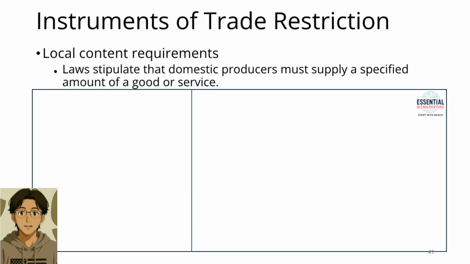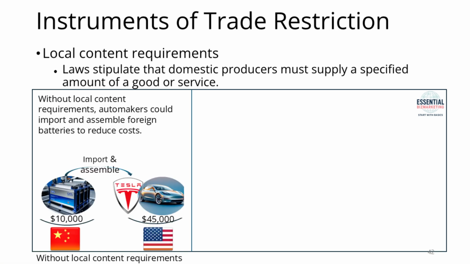Now let's examine how governments use regulations to promote local industry. Local content requirements mandate that a certain percentage of a product be produced domestically. These rules aim to stimulate local manufacturing and reduce dependence on foreign suppliers. Here's how things worked before such rules were introduced. Automakers could freely import low-cost batteries from abroad, like a $10,000 CATL battery from China. This allowed electric vehicles to be assembled in the U.S. and sold for about $45,000.